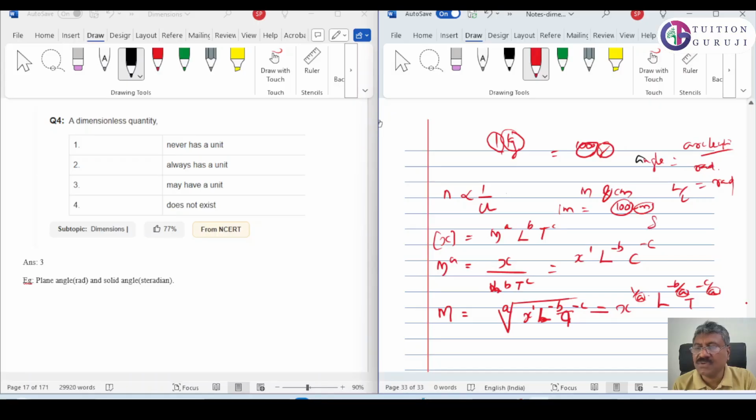Just like solid angle is steradian. We know it is steradian. So even though it is dimensionless, it may have a unit. So the examples given are plane angle and solid angle.